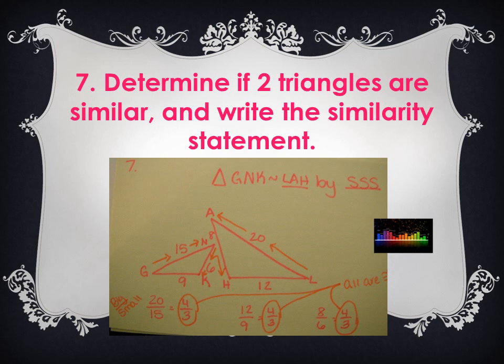In the labeling, we get triangle GNK. So the parts that line up with G, N, and K are LAH. So we can say triangle GNK is similar to triangle LAH by side, side, side.